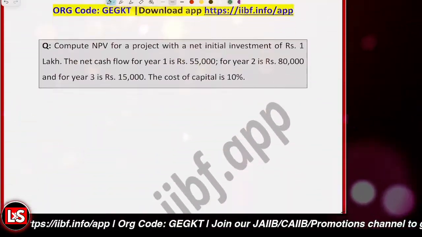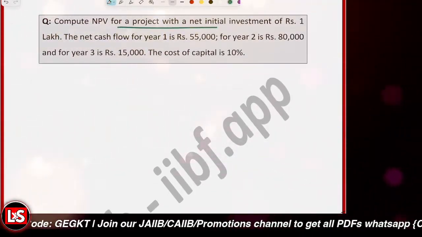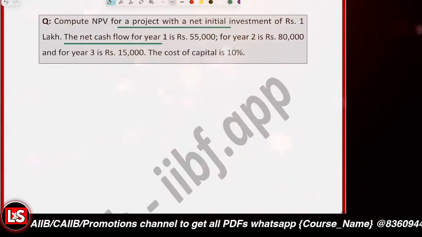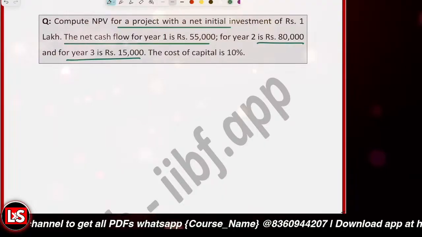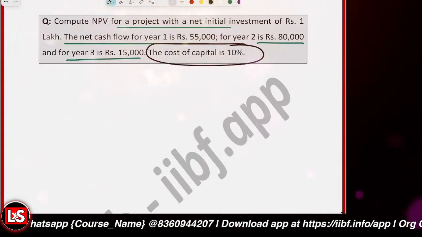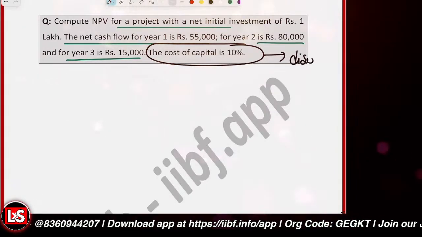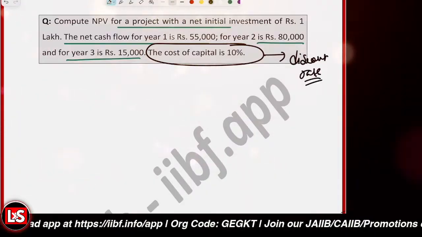So now let's have a look at this particular question. We have to calculate the NPV of a project with an initial investment of 1 lakh rupees. The net cash flow for year one is 55,000. For the second year, 80,000. For the third year, 15,000. And the cost of capital, which we consider to be the discount rate, is 10%.